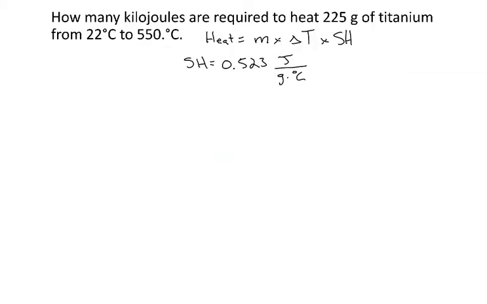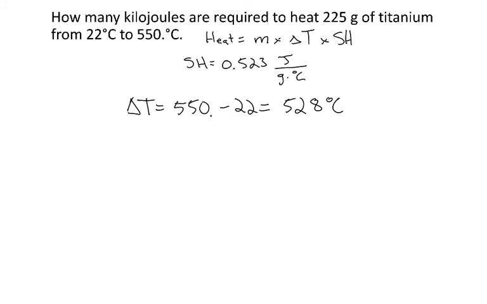All right, so I've collected the information we need. Here's our equation. Here's the specific heat of titanium from the last slide in joules per gram degree Celsius. I also need to get delta T. The change in temperature is always going to be the final minus the initial. So I'm going to do 550 minus 22, which gives me a change in temperature of 528 degrees Celsius. Now I have everything I need to plug into this equation.